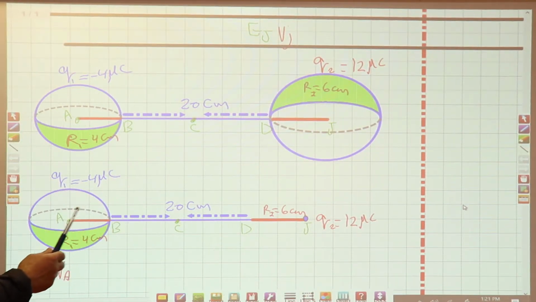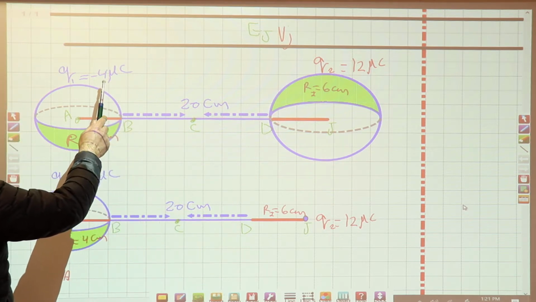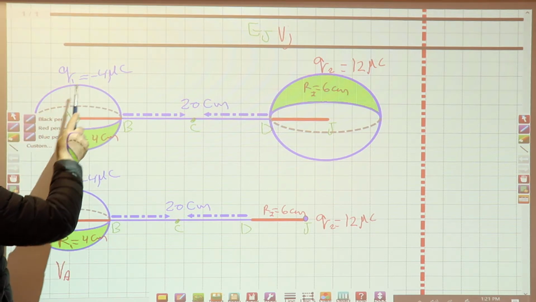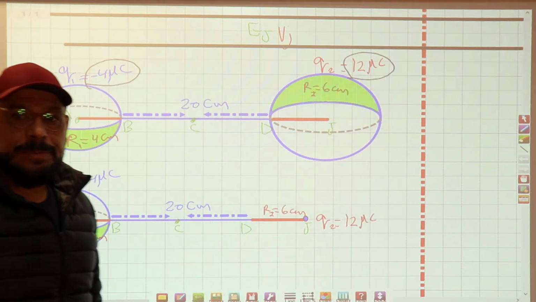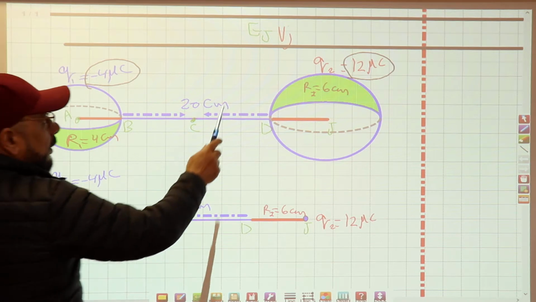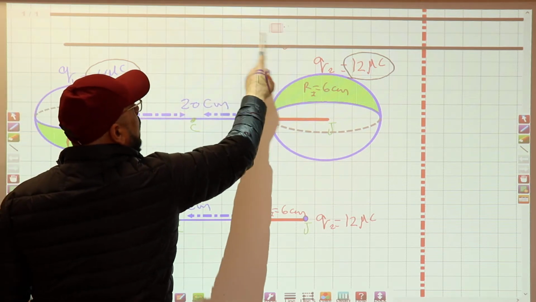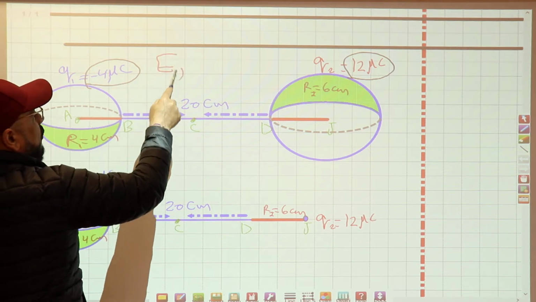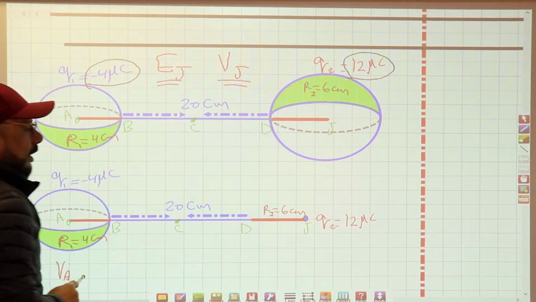Here, I prepared the problem for you. We have two spheres. One of them has a charge equal to negative 4 microcoulomb, and the other one has a charge of 12 microcoulomb. We need to find the electric field at J and the voltage, which is the electric potential, at J.